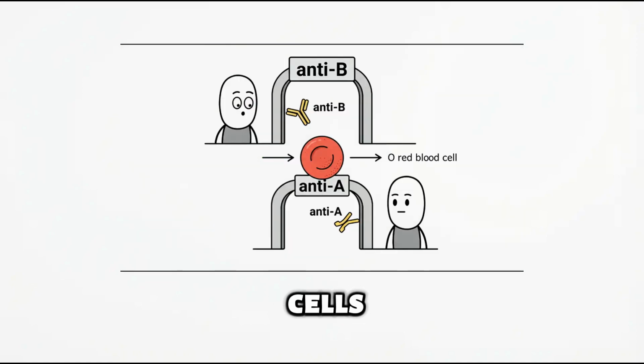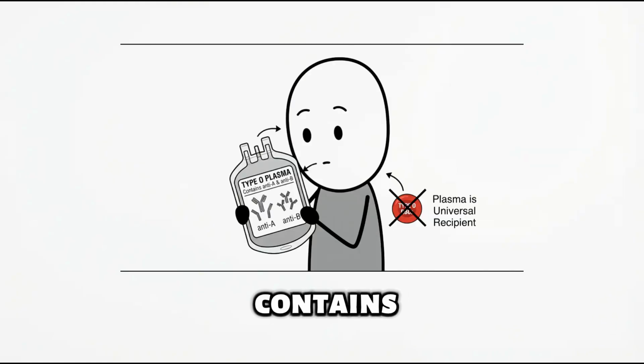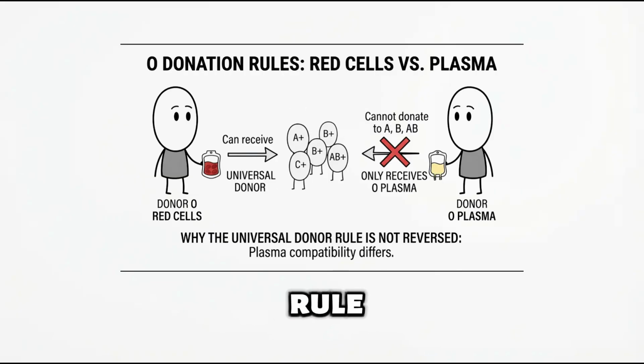O red blood cells have an advantage because they do not carry A or B antigens. O plasma, however, contains both anti-A and anti-B antibodies. The rule that O can donate to everyone cannot be applied to plasma, whose compatibility pattern works in the opposite direction.